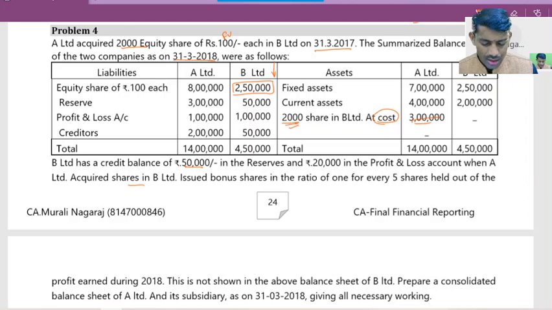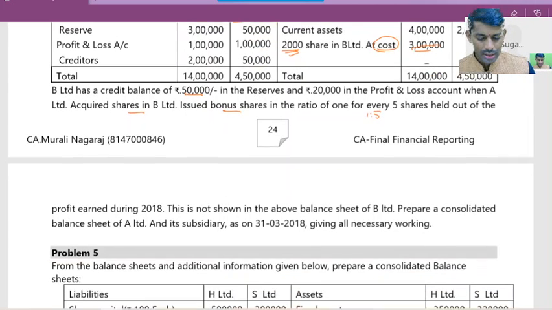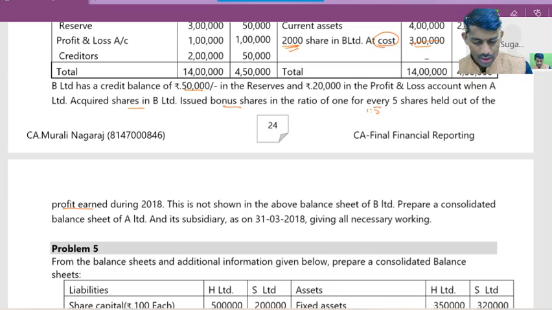B Limited, in which A Limited acquired shares, issued bonus shares in the ratio of 1 for every 5 held, out of the profit earned during 2018. That is, out of the current year profit, they have declared the bonus.